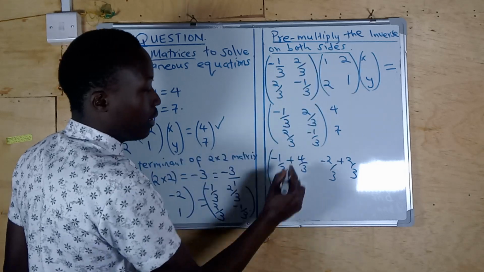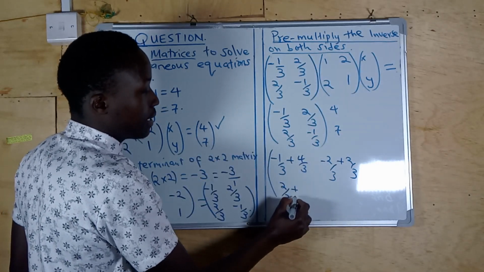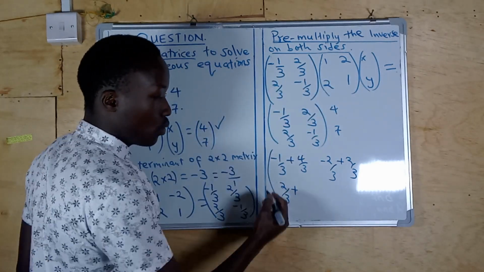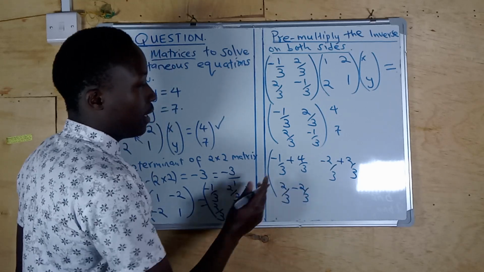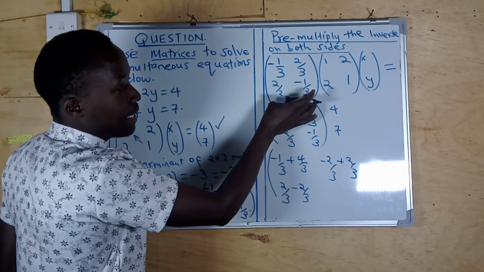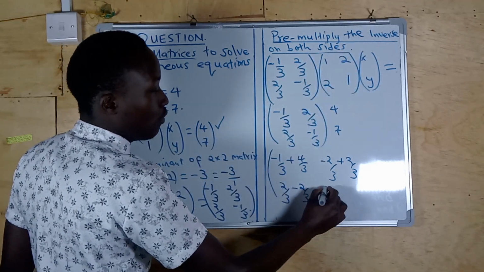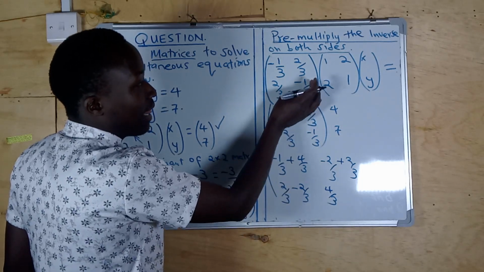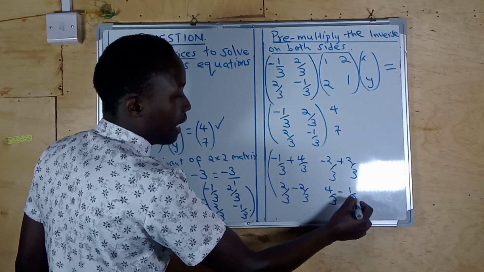2 over 3 times 1 will be equal to 2 over 3. Then plus negative a third times 2 is equal to negative 2 over 3. So plus minus will become minus 2 over 3. Then we continue to the next one, the second row, the second column. 2 thirds times 2 will be equal to 4 over 3, plus negative a third times 1. So it will be plus minus, it will be minus a third.